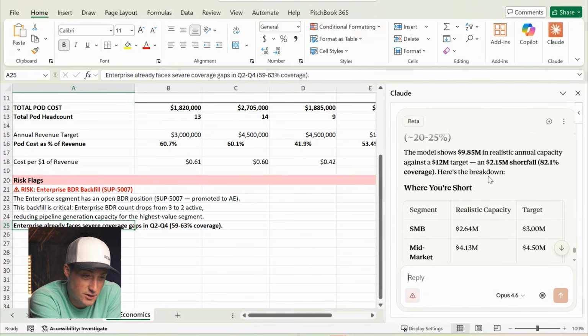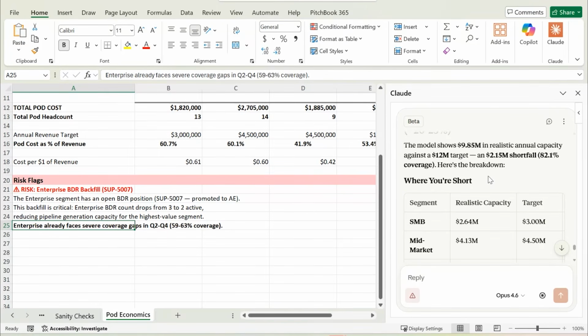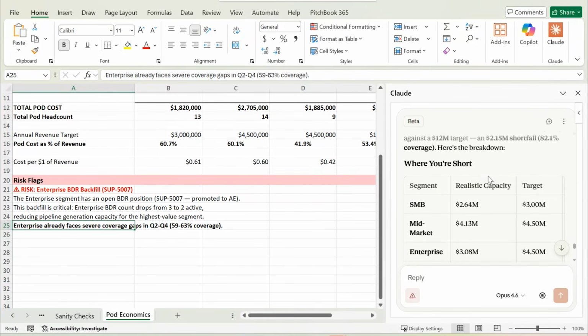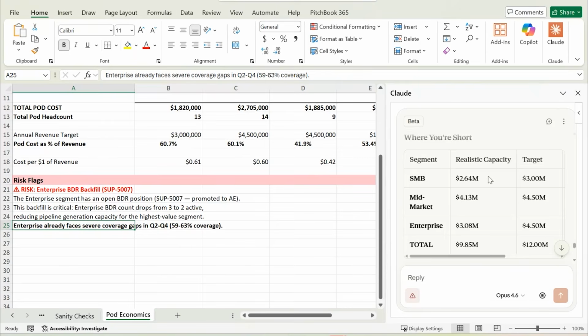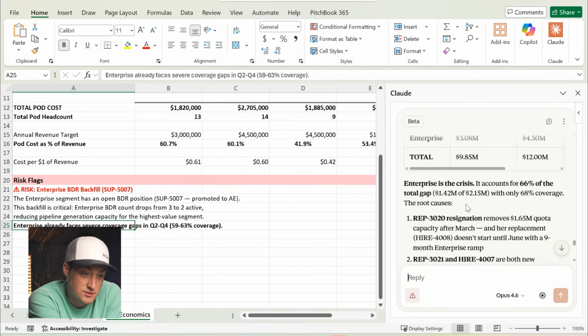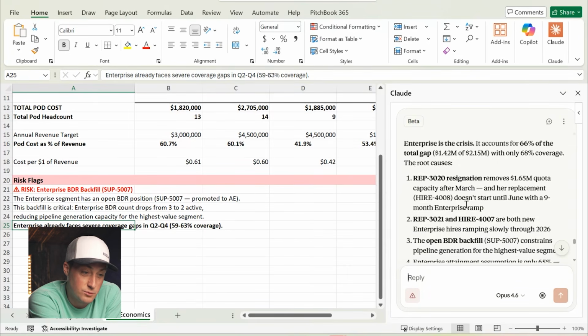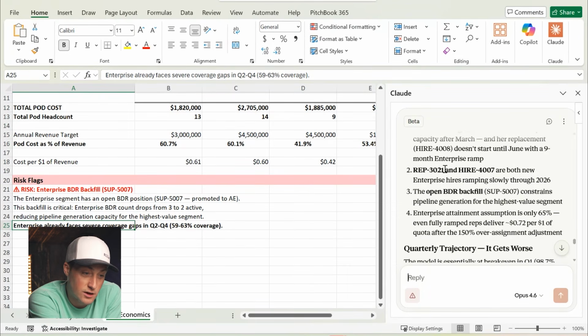20 to 25%. Model shows 9.85 in realistic annual capacity against a $12 million target. Like we said, $2.15 million shortfall, 82% coverage. And then it gives the realistic capacity by segment. And enterprise is the crisis. It accounts for 66% of the total gap, 1.42 of the 2.15. And then it gives you the root cause by rep.